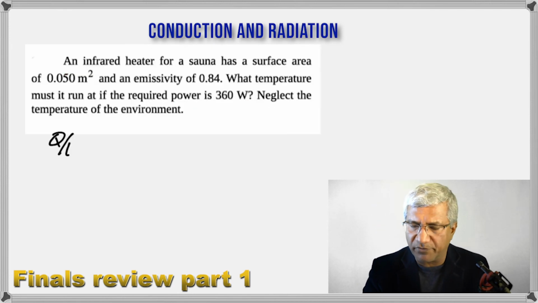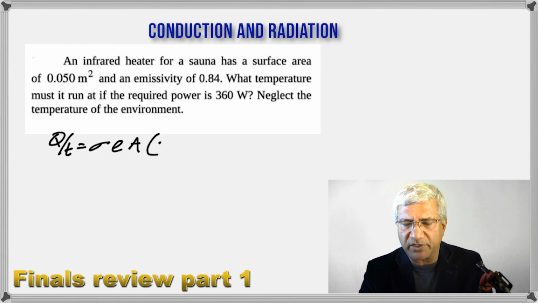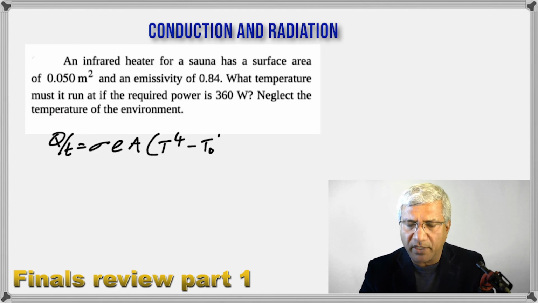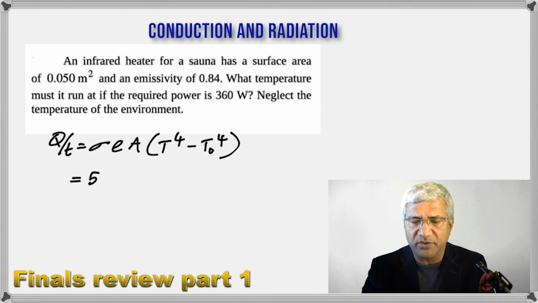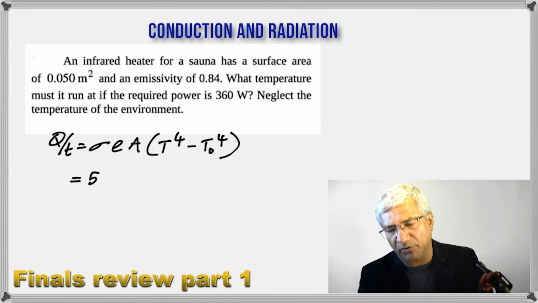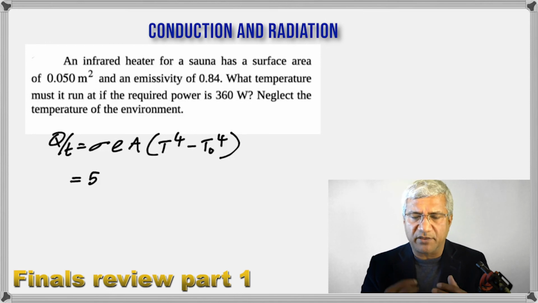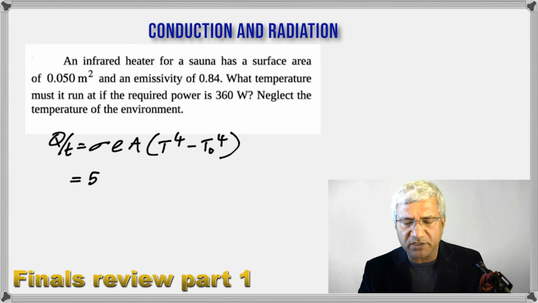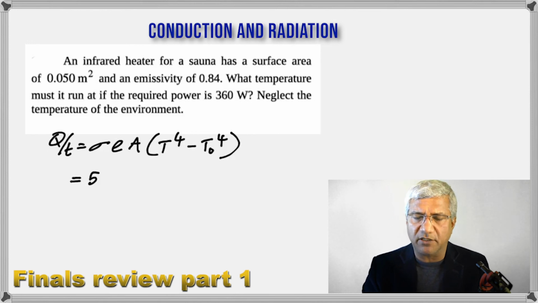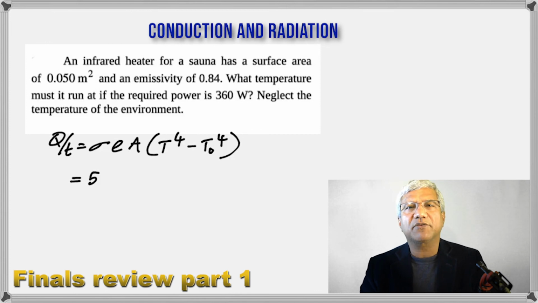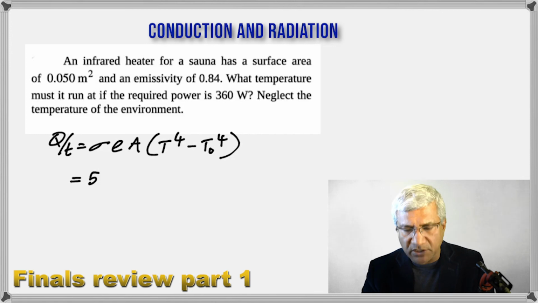Let's do a problem. An infrared heater for a sauna has a surface temperature of, a surface area of 0.050 meters squared and an emissivity of 0.84. So the surface area is given, the emissivity is given. What temperature must it run at if the required power is 360 watts? Now, what do you mean by 360 watts? 360 joule per second. So you are given Q by t.